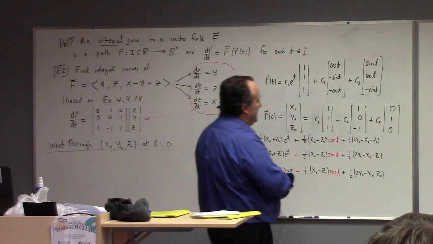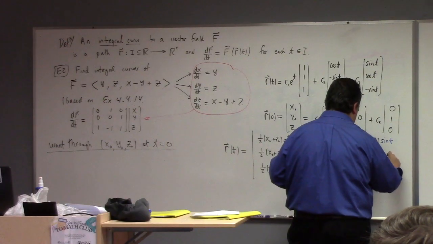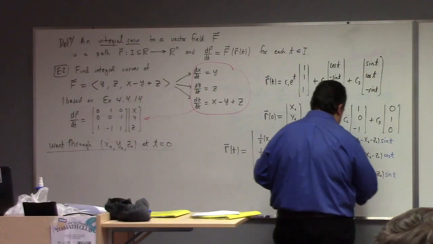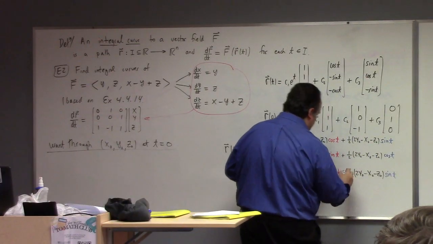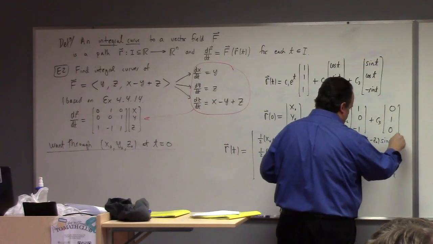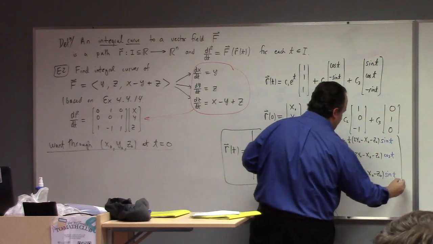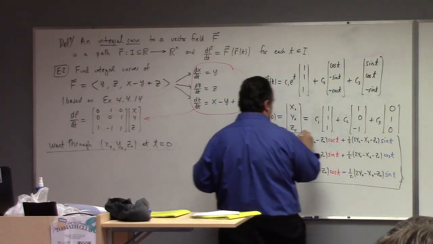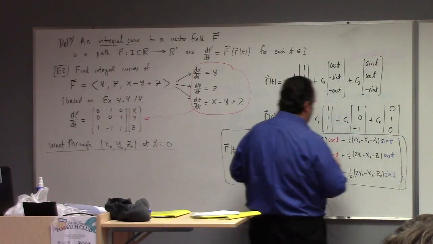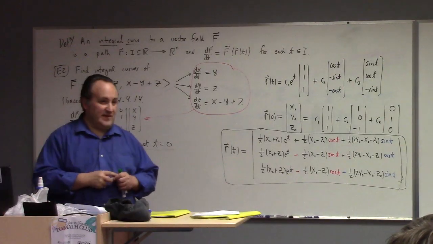So then for the top one, sine t, then cosine t, and then sine t. But the last sine t picks up a minus, which I'm going to implement over here. And there you go. That, my friends, is the integral curve to this vector field, hopefully through the point x naught, y naught, z naught. Now we can check my answer, right?